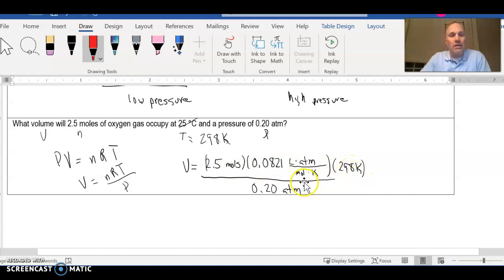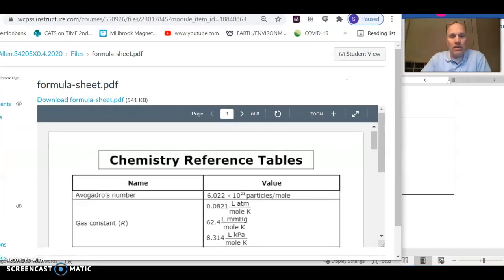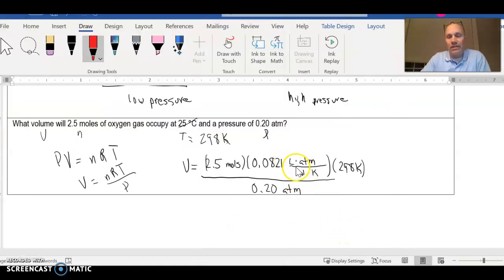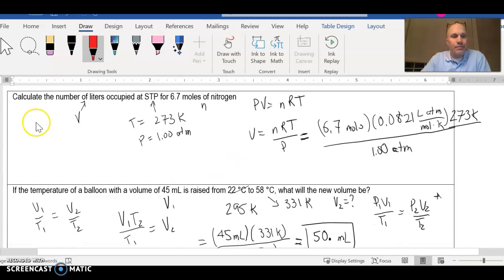Notice that in this problem, it gives the pressure in atmospheres. So make sure that you choose the example of R that involves that particular unit. This one has atmospheres right here, so that's why I'm choosing that particular value for R in this equation.